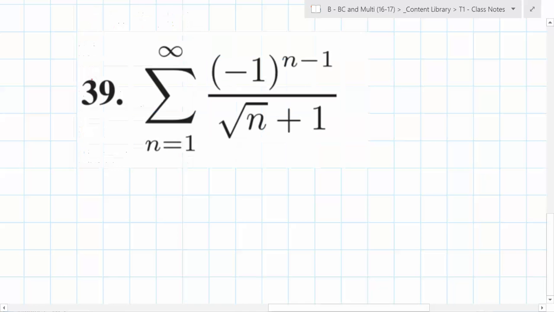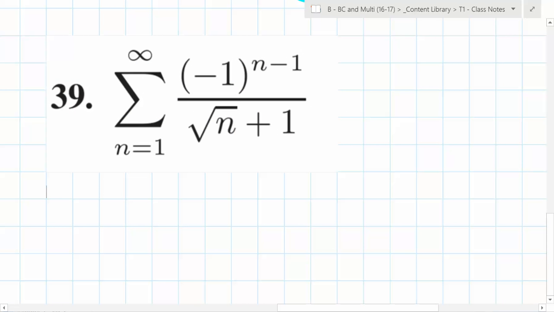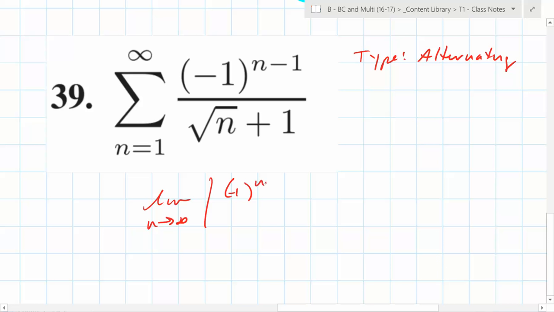Nam wanted to know about this one. It asks whether it converges or diverges, I think. What type of series is this? Yeah, alternating. You can say alternating and it automatically implies negative, positive, negative, positive. What's the limit as n goes to infinity of the absolute value of the terms? 1 over n to the half. What is that as n goes to infinity? 0. So this is an alternating series that goes to 0.